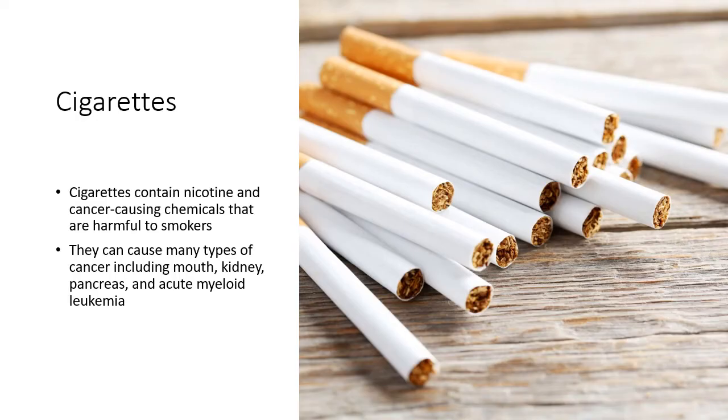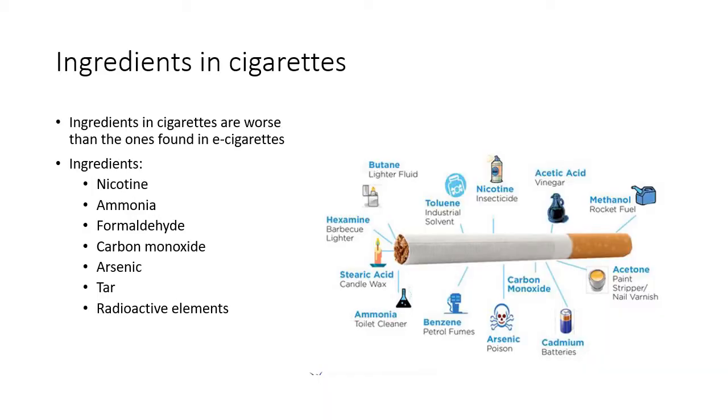And moving on, we have standard cigarettes. Standard cigarettes usually contain tobacco, and they contain nicotine, and they have cancer-causing chemicals that are harmful to smokers. And these types of cigarettes can lead to many types of cancer, including mouth, kidney, pancreas, and acute myeloid leukemia. The ingredients in standard cigarettes are considered to be worse than the ones found in e-cigarettes.